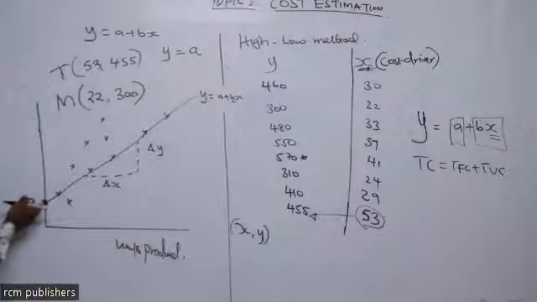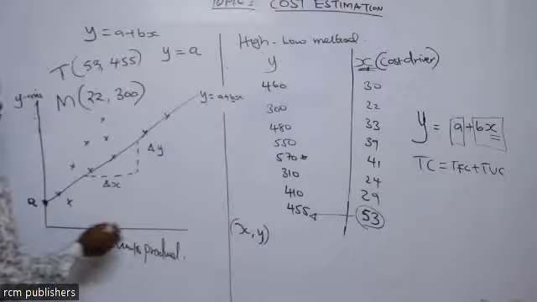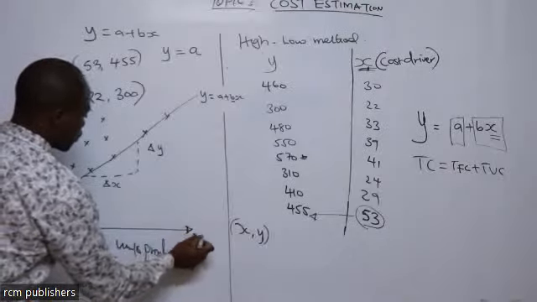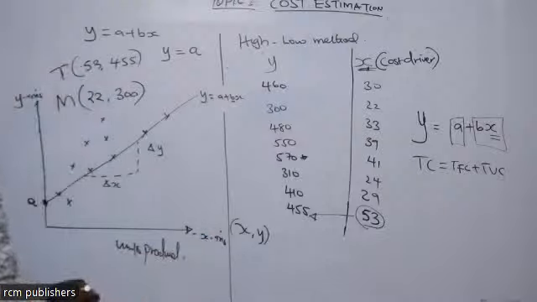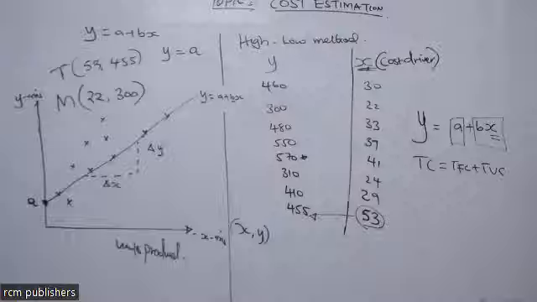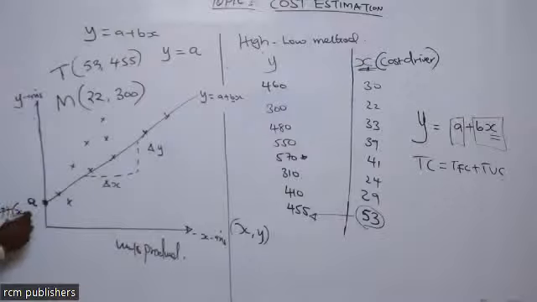How do we call this particular point? When it crosses the y-axis, the point at which it crosses the y-axis is what we call the y-intercept. So here is what we have as the y-intercept.